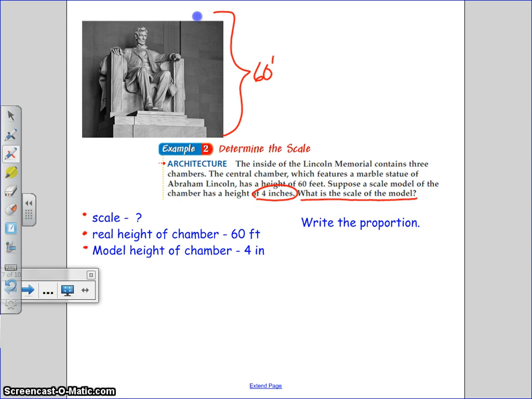It's 4 inches. To solve this problem, we're going to write the proportion. We don't know the scale. We know the model height and we know the real height. So we're going to put the model over the actual. The model height is 4 inches over the actual height, which is 60 feet. And we're going to set the proportion up for the scale.